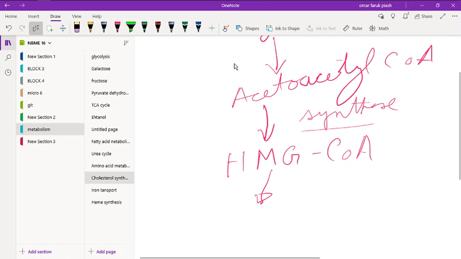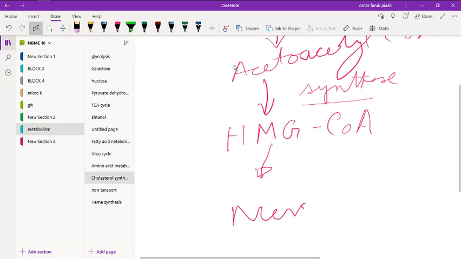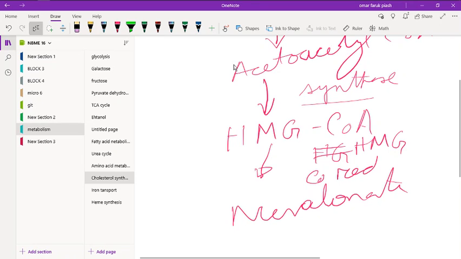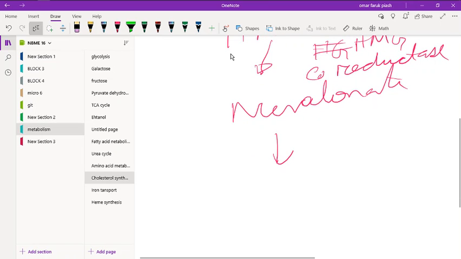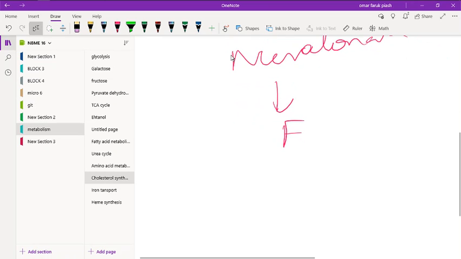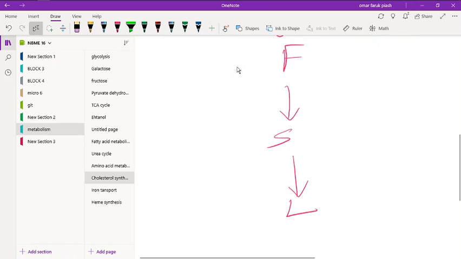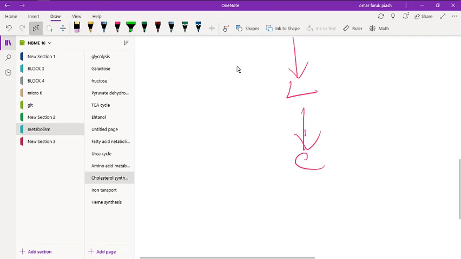But the difference is that HMG CoA is converted into mevalonate with the help of HMG CoA reductase. Then this mevalonate is converted into farnesyl pyrophosphate, then squalene, then lanosterol, then cholesterol. This cholesterol is present in adrenals, ovary, testes, also in the liver as bile acid, and in vitamin D.